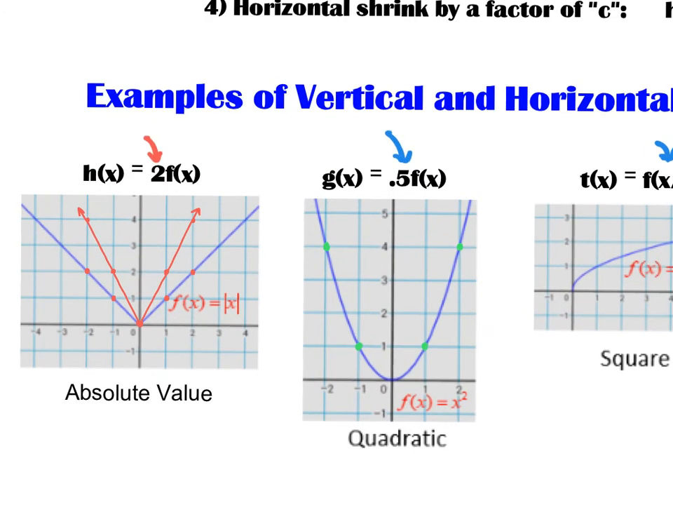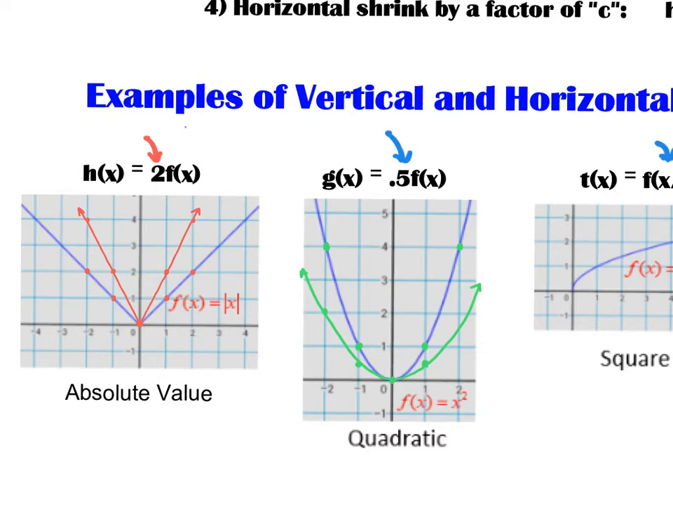If I shrink it, that means I would take each of these points and multiply it by 1/2. So 1 becomes 1/2, 4 becomes 2, 0 will stay 0 when you multiply it by 1/2. I like to think of it as compressing that graph down toward the x-axis. That would be g of x, which would be 1/2 f of x.